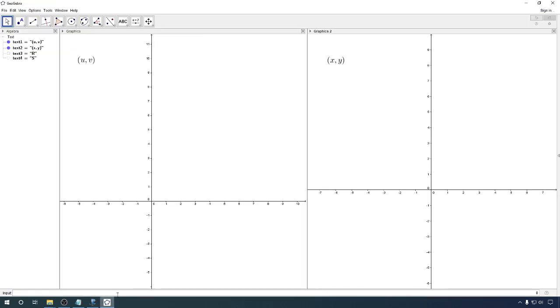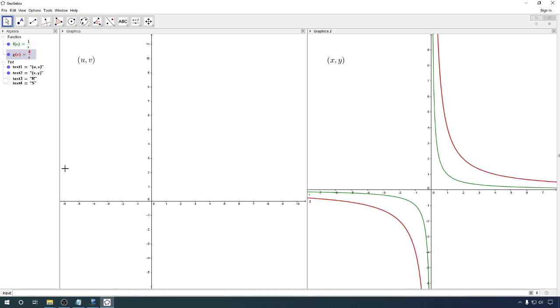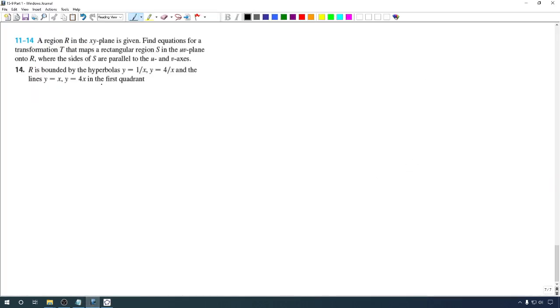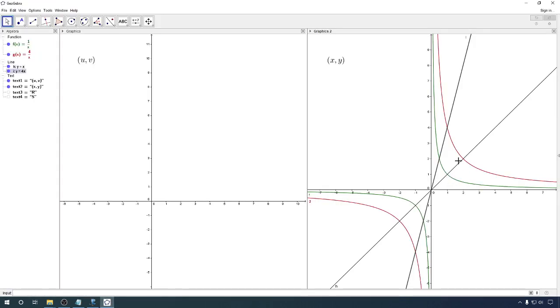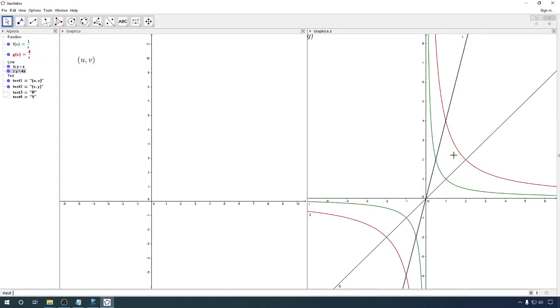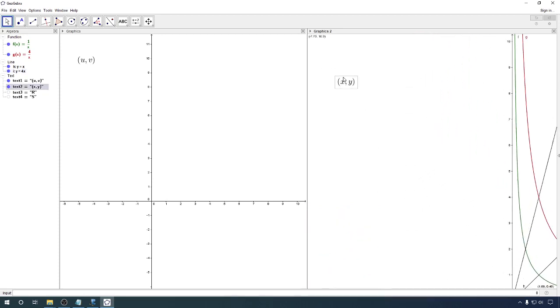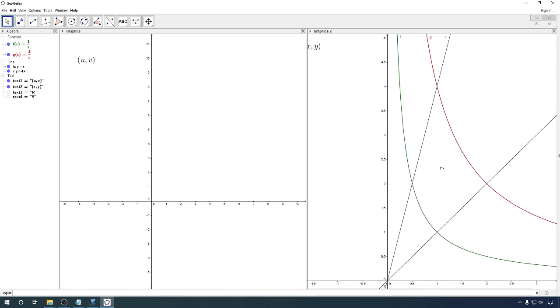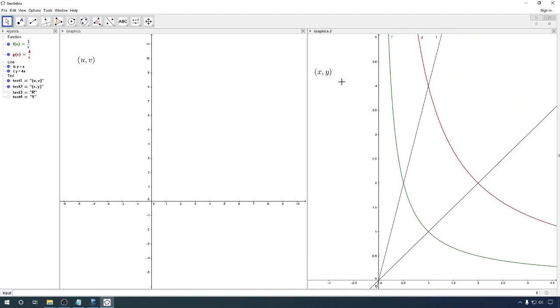Let's go ahead and even plot those. y equals 1 over x. We have y equals 4 over x was our other hyperbola. So we have these 2 things here. But then we also have 2 lines. We had y equals x and y equals 4x. Though they are specifying here that we're working with the first quadrant. So while you could say there's two different regions here, we're only really concerned about one of them. And I don't want to lose that label. There we go. We have this region here.